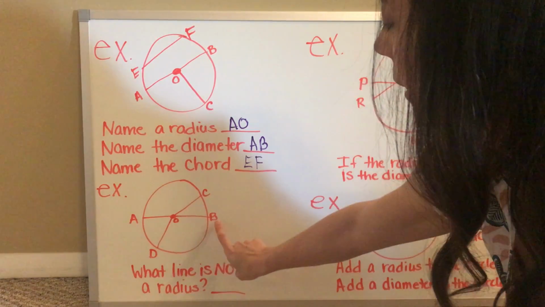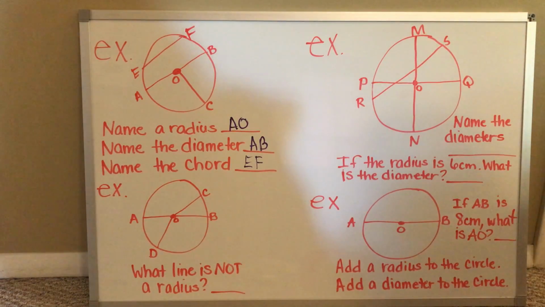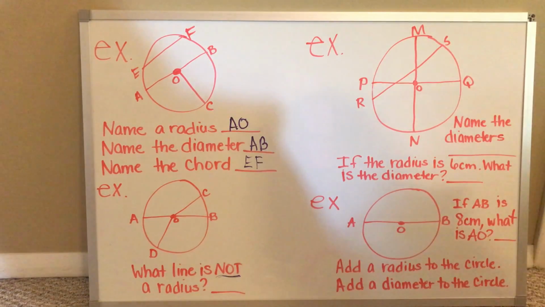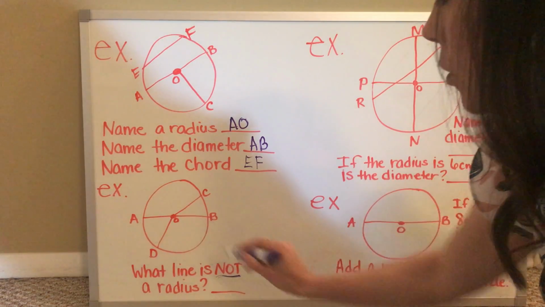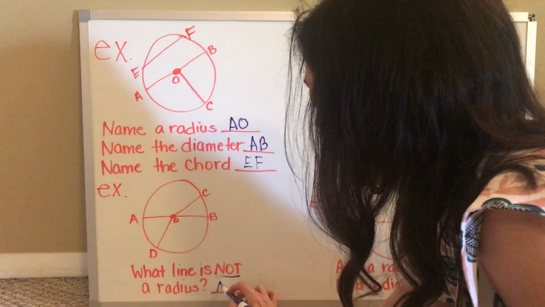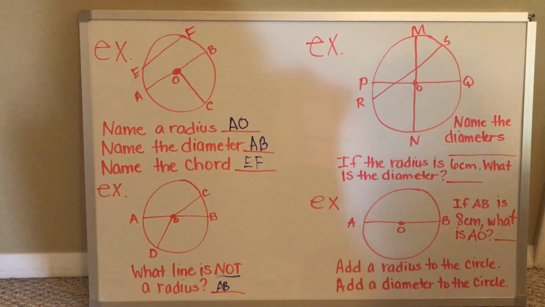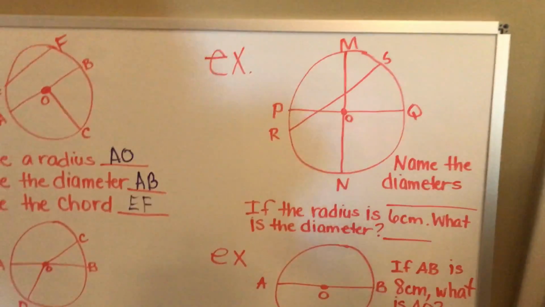AO is a radius and BO is a radius. Remember when they hit into that middle and the center, that is where we know that it's a radius. So we're looking for which one is not a radius. So AB would be the diameter because it goes all the way across and it does hit through that middle.